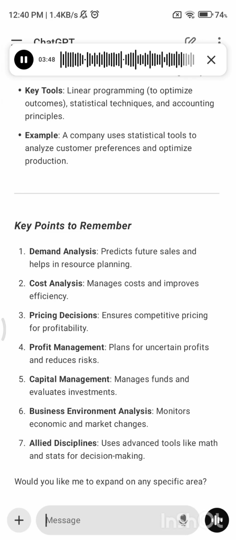4. Profit management plans for uncertain profits and reduces risks. 5. Capital management manages funds and evaluates investments. 6. Business environment analysis monitors economic and market changes. 7. Allied disciplines uses advanced tools like math and stats for decision-making.